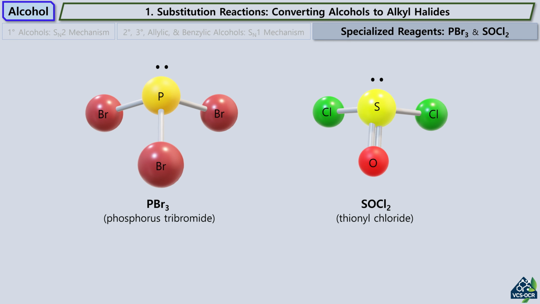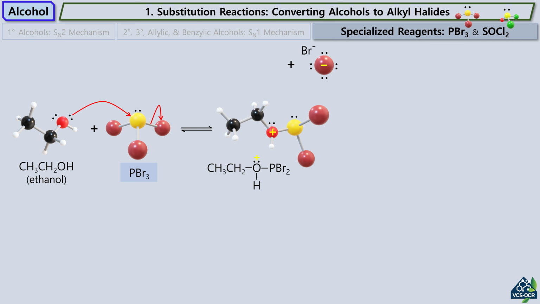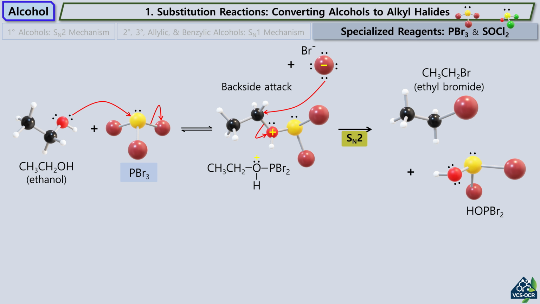To avoid harsh acidic conditions and possible carbocation rearrangements, specialized reagents, such as PBr₃ and SOCl₂, are commonly used. In the PBr₃ mechanism, the oxygen of the alcohol attacks the phosphorus atom, displacing a bromide ion to form a phosphorus ester intermediate. This converts the poor hydroxyl leaving group into an excellent leaving group. The displaced bromide ion then performs a backside attack on the carbon via an SN2 pathway, resulting in the alkyl bromide with inversion of configuration.